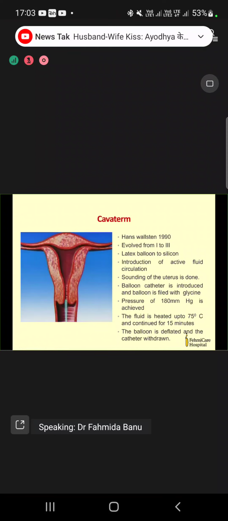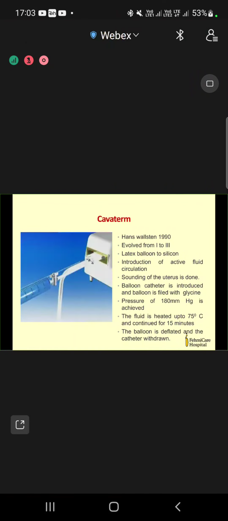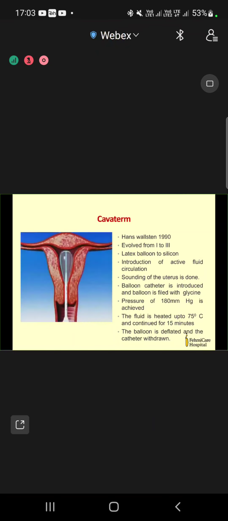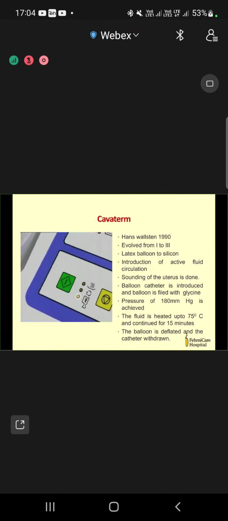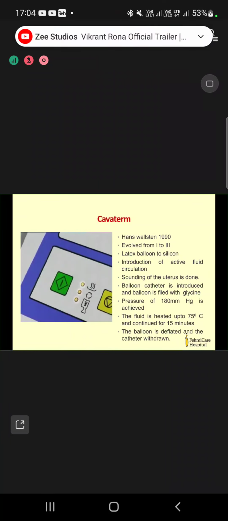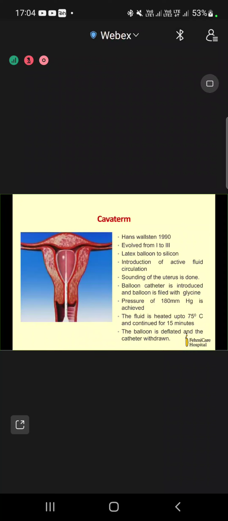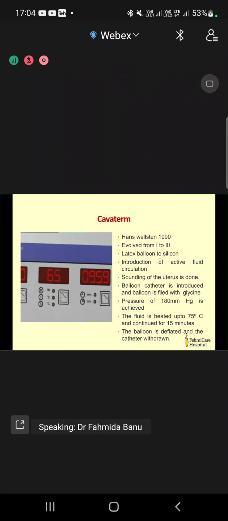Once the balloon is inserted and you inject the glycine solution, the pressure desired is 180 and then you press the start button. Then patiently wait for 15 minutes. Here you can observe the fluid is rotating inside the balloon. Thereby, the designer says the results are much superior to Thermachoice.